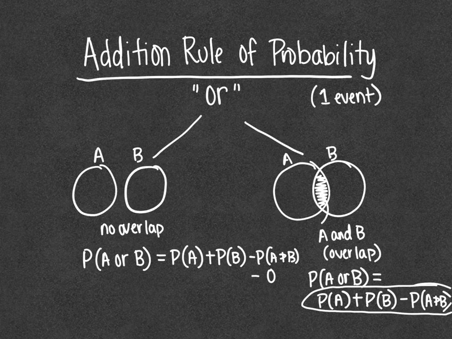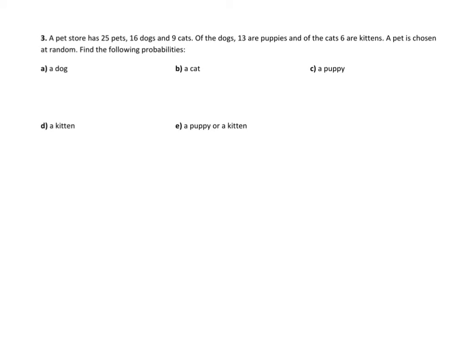So let's do some examples. All right, a pet store has 25 pets, so that's my total. There are 16 dogs and 9 cats. Of the dogs, 13 are puppies, and of the cats, 6 are kittens. A pet is chosen at random. So "a pet" means one event, so we can use the addition rule. We're going to find the following probabilities.